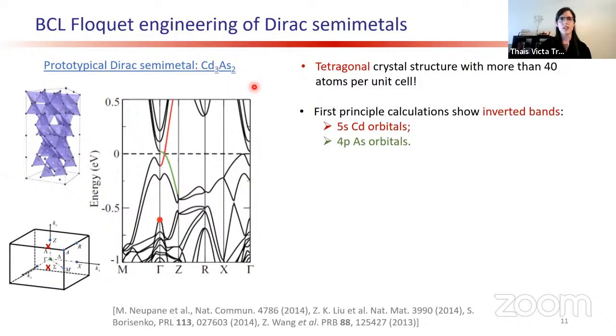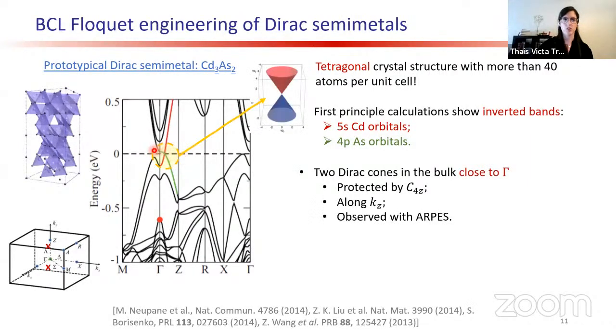So let me just tell you a little bit about some properties of cadmium arsenide. In terms of crystallographic structure, this is a very complicated material. It's a tetragonal crystal structure. It has more than 40 atoms per unit cell. You can see the unit cell here. And the band structure was calculated from first principles by DFT and is shown here. But what is important for you to focus on is this band close to the gamma point. Here we have an inversion of bands that are majoritarily composed of 5s orbitals of cadmium and 4p orbitals of arsenic. And this band inversion will cause the crossing of the valence and conduction bands that originates the Dirac cone here. So if we zoom into this region, we see a Dirac cone that is illustrated here.